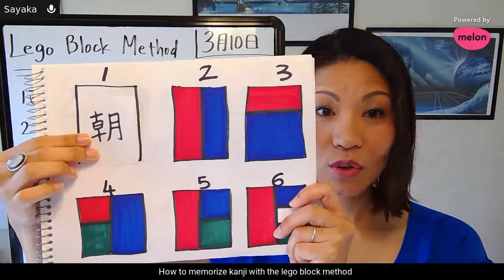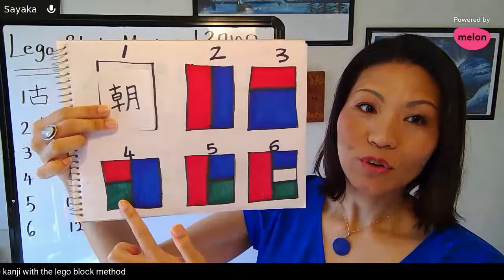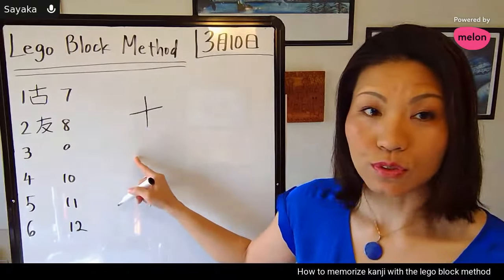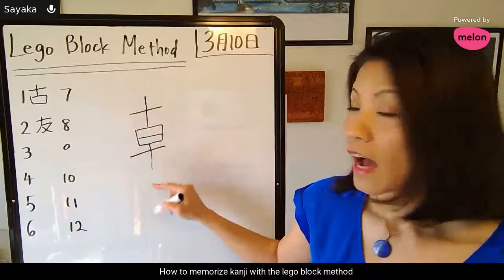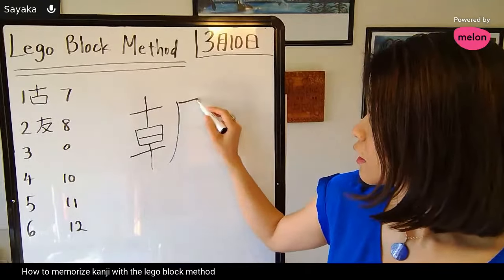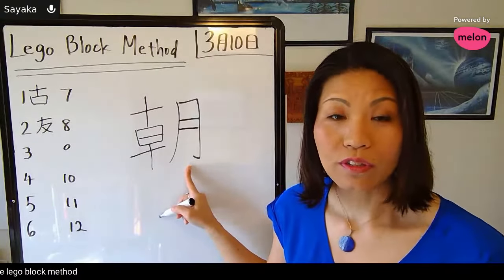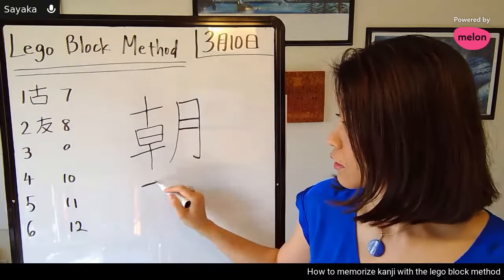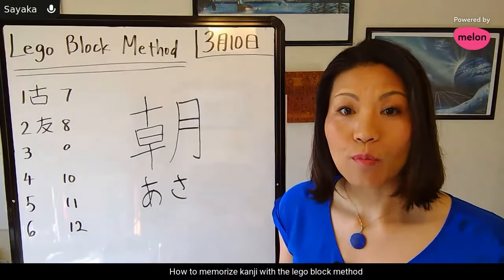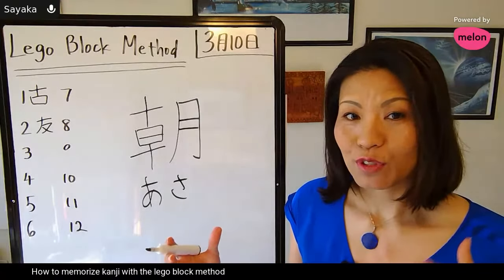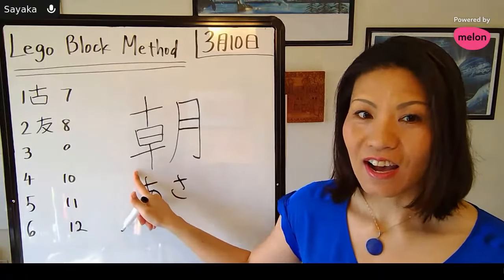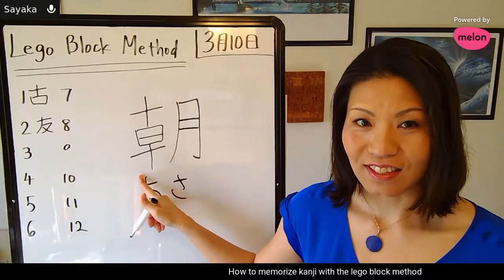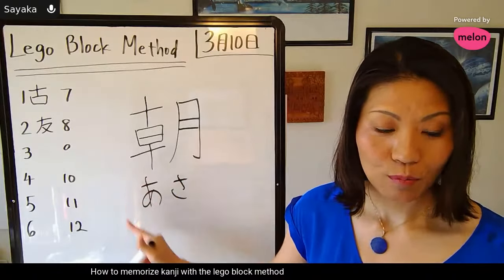What is this kanji? Which pattern is it? It's pattern number 4. So when you look at it, you have the 10, you have 早い, early, and then you have the moon, 月, right? So 10, 早い, 月, all together, 朝, that means morning. Then we create the story. For me, 10日の朝、早く起きたら月が見えた. 朝, morning.